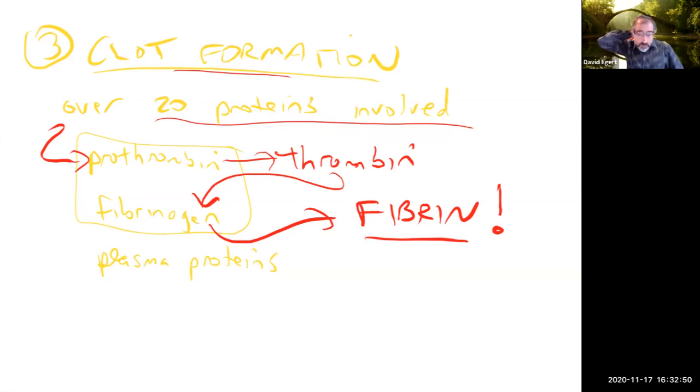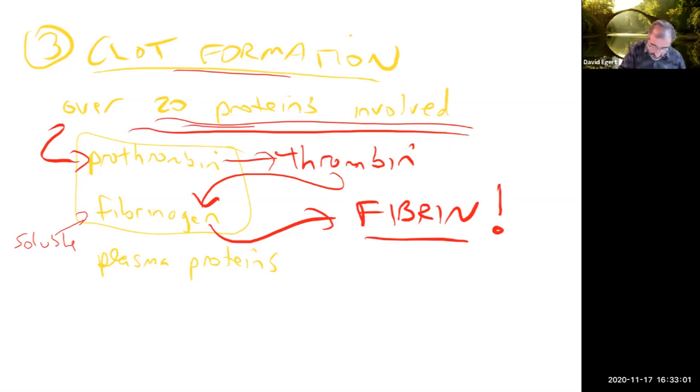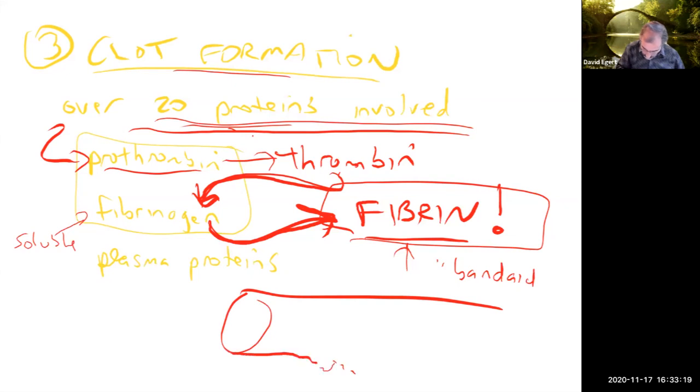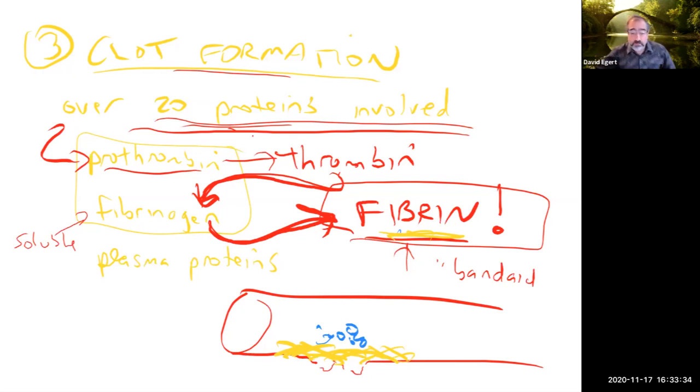So this fibrinogen is soluble. It just stays dissolved in your plasma. It's not doing anything. But when you start this whole big cascade of activating these proteins, and ultimately prothrombin becomes thrombin, thrombin converts fibrinogen into fibrin. Fibrin is kind of like a Band-Aid. So again, I've got my vessel here, I had my platelet plug, but now the fibrin, maybe I'll make it yellow, the fibrin, that fibrous protein, kind of papers over the break and seals it off.